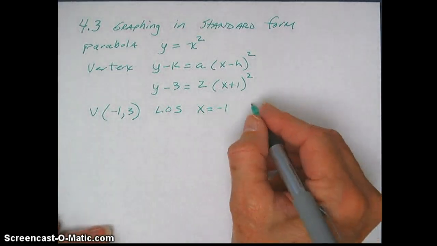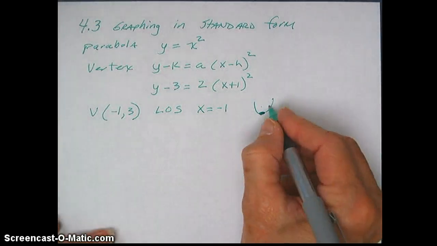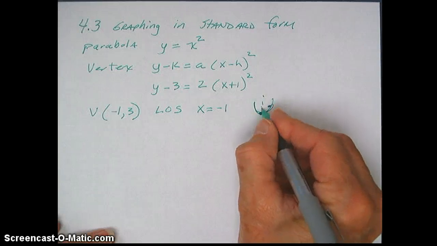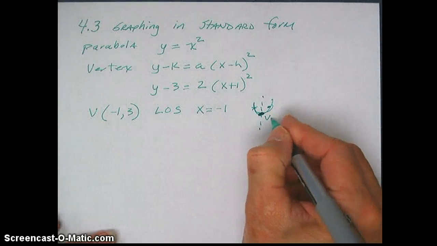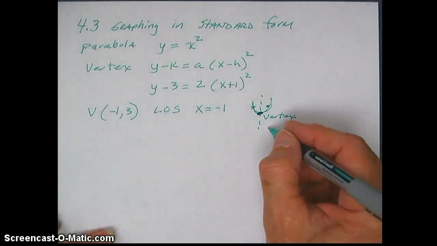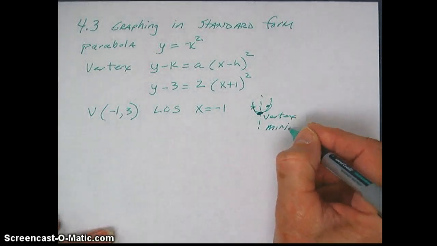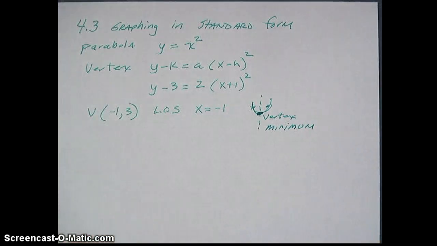This points up. There's our vertex. We would go up 2 over 1. We have our line of symmetry. And this point here would be called the vertex. We're also going to call that vertex point a minimum, because this is the low point of this graph. So hopefully you remember some things about parabolas in vertex form.